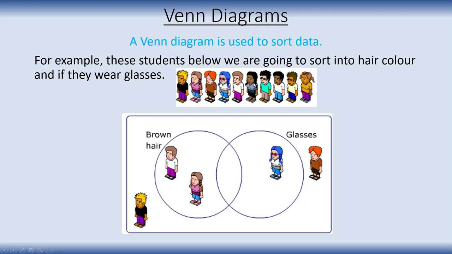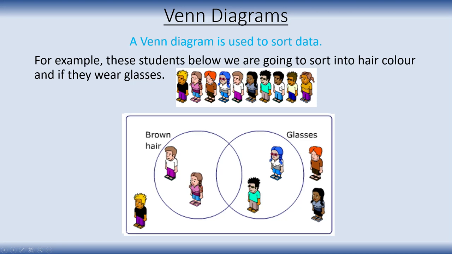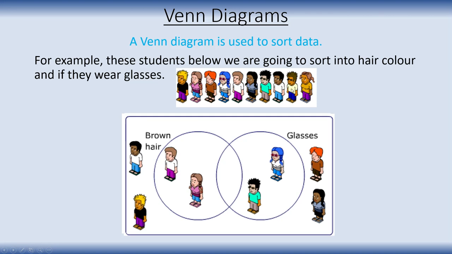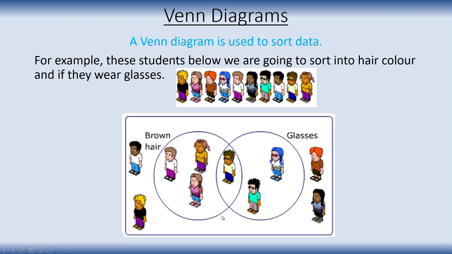Brown hair, nothing, we've got glasses, we've got nothing, we've got glasses, and we've got brown hair, so he's going to go right there, and then we've got just brown hair. Now that's one way of sorting it. It takes a while to draw these diagrams.